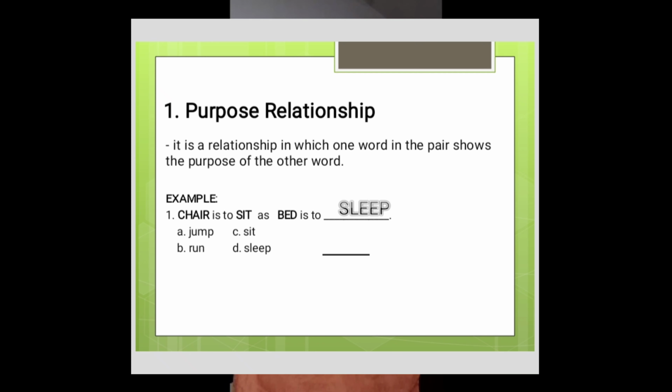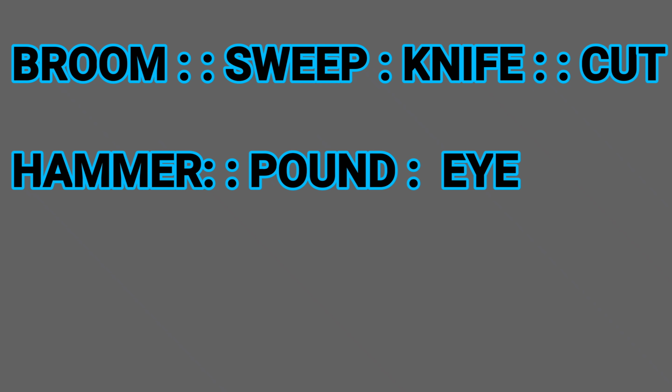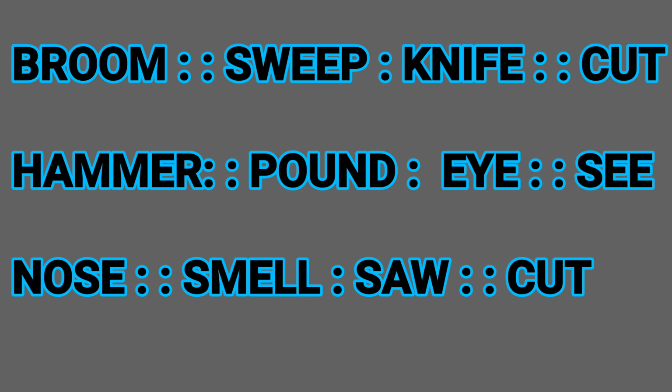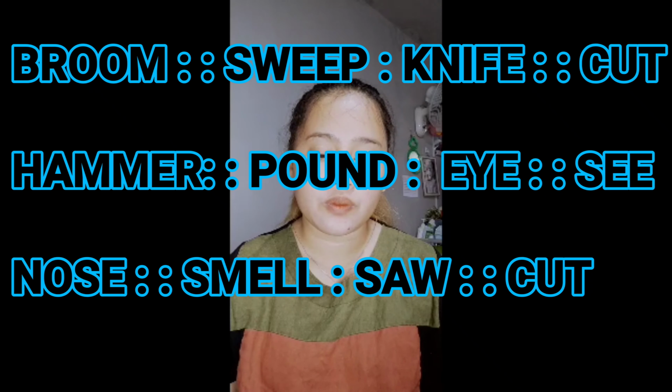So we all know that the purpose of a bed is to sleep. It is letter D, sleep. I have another example. Broom is to sweep, knife is to cut, hammer is to pound, eye is to see, nose is to smell, saw is to cut. Let's proceed to number 2.